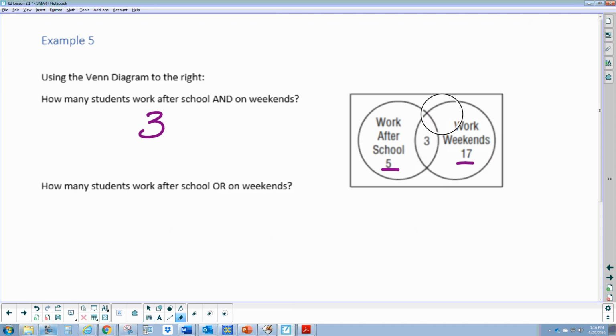Now, let's think of how many students total work after school. We've got 5 that work just after school and 3 that do both. Okay, so that's 8 students total that work after school. And working weekends, we have 17 that just work weekends and 3 that do both. So that's 20 total that work weekends. So how many students work after school or on weekends? So how many students work total? That's 28. 8 that work after school, 20 that work on the weekends.